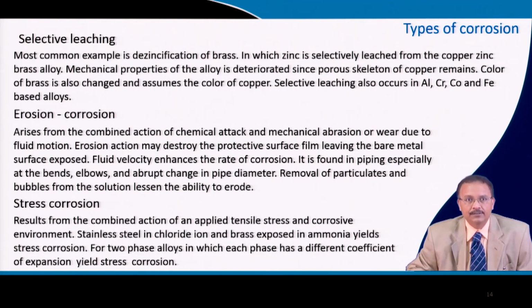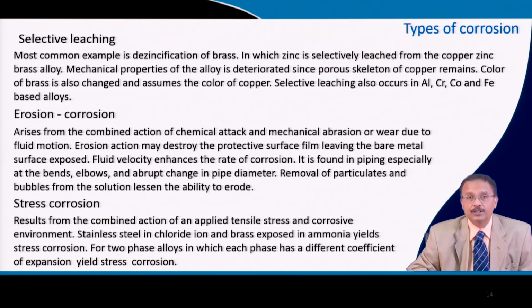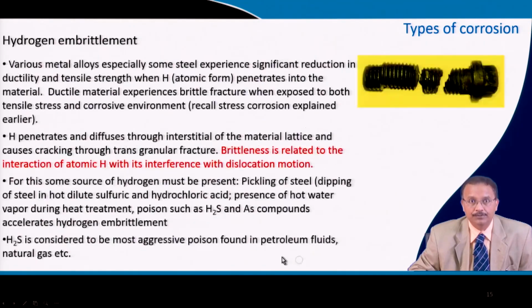Stress corrosion results from the combined action of an applied stress and a corrosive environment, for example stainless steel in chloride solution or brass exposed to ammonia. Any two phase alloy in which each phase has a different coefficient of expansion also yields this type of stress corrosion behavior.